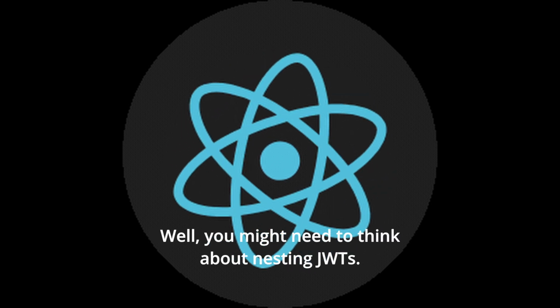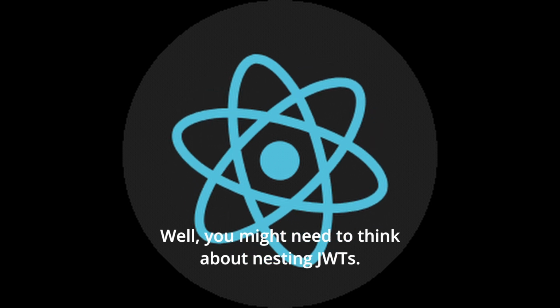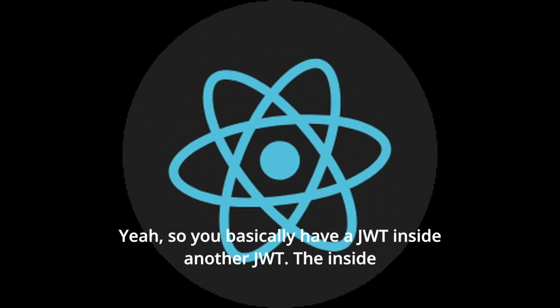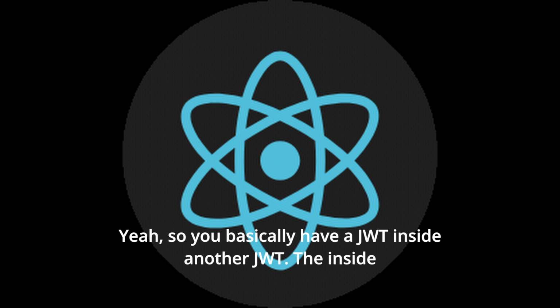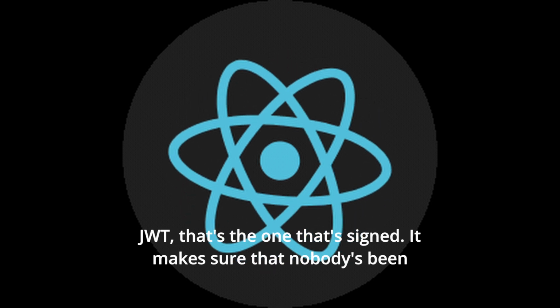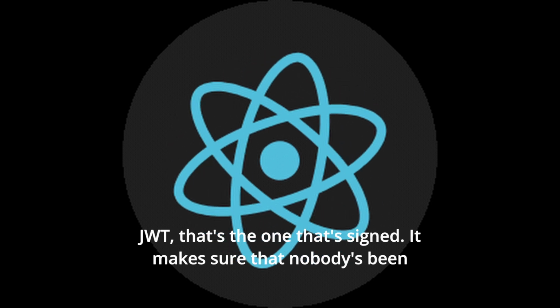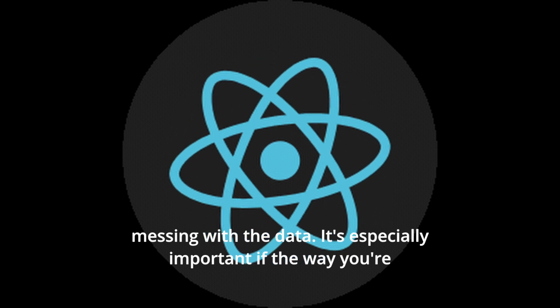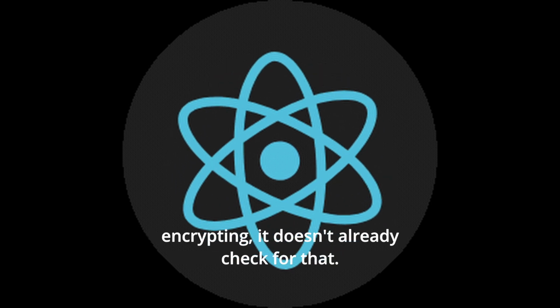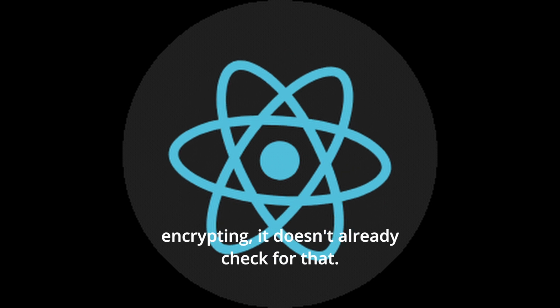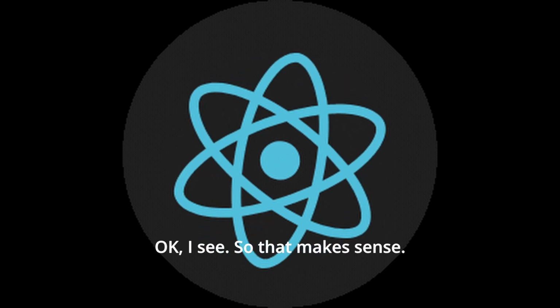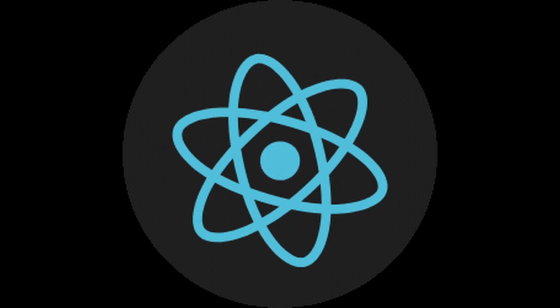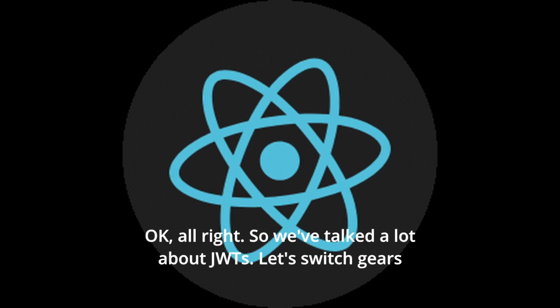Well, you might need to think about nesting JWTs. So you basically have a JWT inside another JWT. The inside JWT, that's the one that's signed. It makes sure that nobody's been messing with the data. It's especially important if the way you're encrypting doesn't already check for that. Okay, I see. So that makes sense. It's like an extra layer of protection. Exactly.